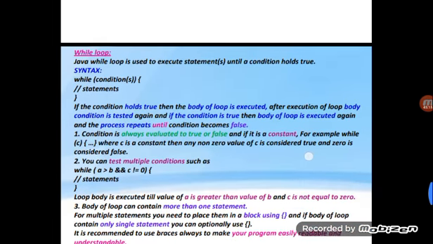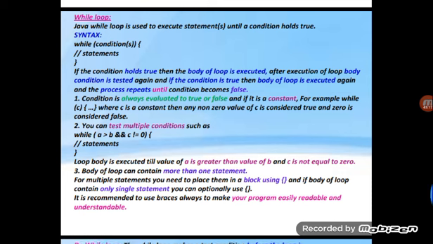After that, the while loop. The Java while loop is used to execute statements until the condition holds true. Whenever you give a condition, for example A is less than 10, it will be executed until 10. After that, one by one, the condition is checked, and it will be executed until the condition is satisfied.